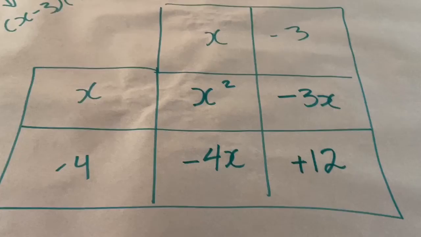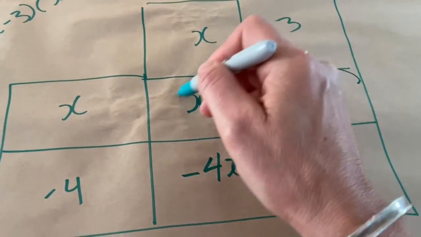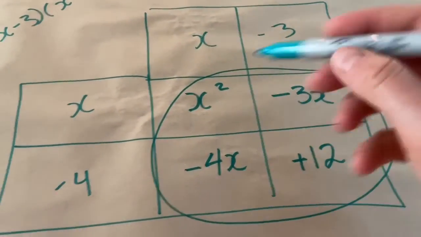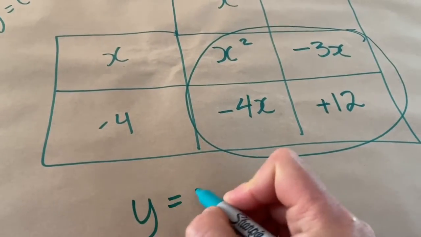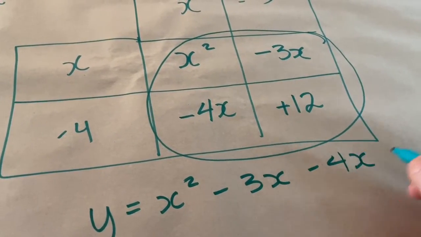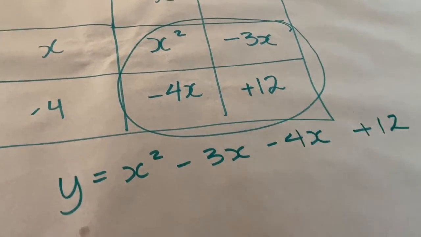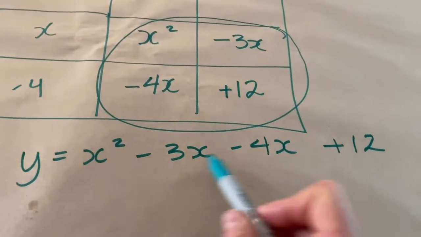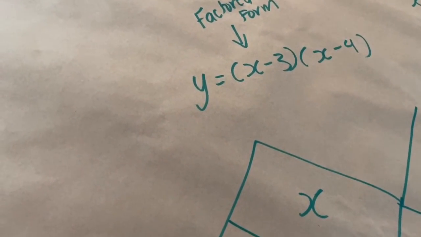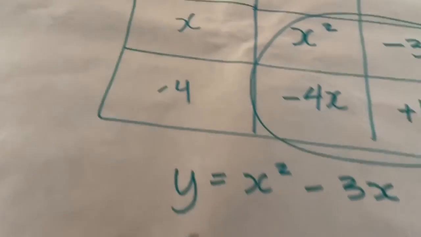So I'm going to write down the things that I have on the inside of the chart because that's the answer. This is the question and this is the answer. So my answer in standard form should be x squared minus 3x minus 4x plus 12. Now, if you were to graph this in Desmos, I promise you'd get the exact same graph because we haven't made any mistakes.